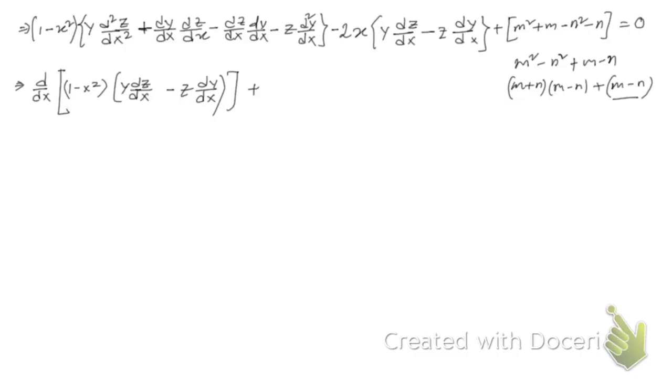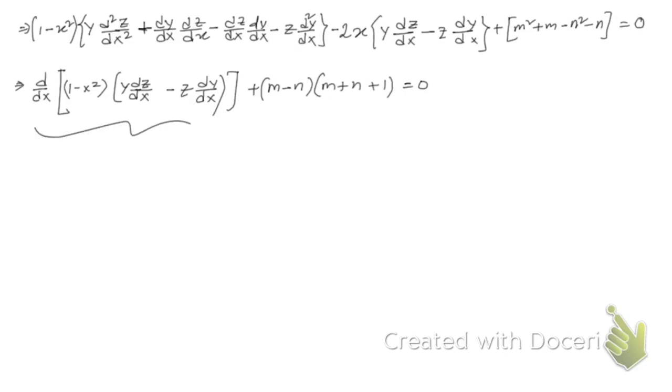So m minus n can be taken common, right? Then we're going to have m minus n taken common here, then within the bracket m plus n plus 1. Okay, these two are taken common here, you see. So this is what we have got. So let me write this way, equal to 0. Now let me explain this part.